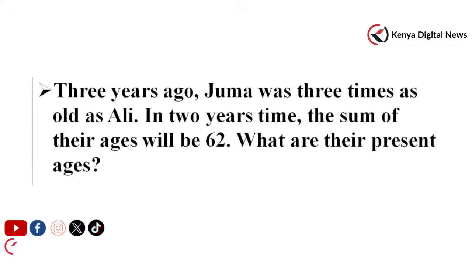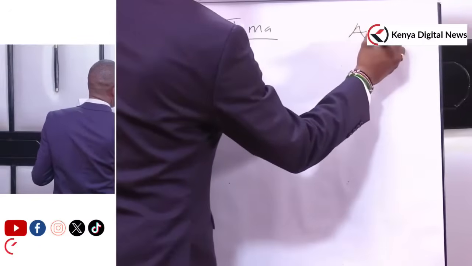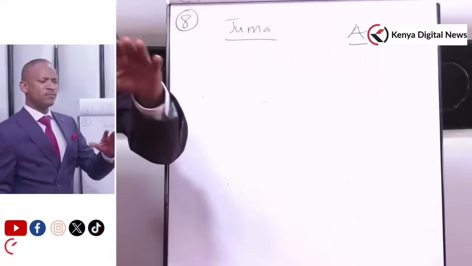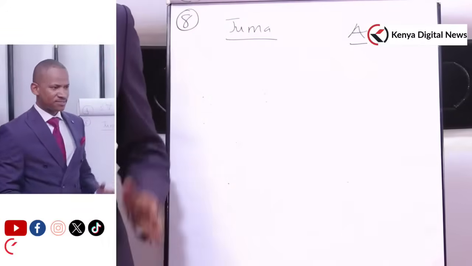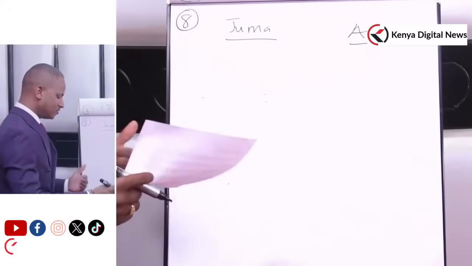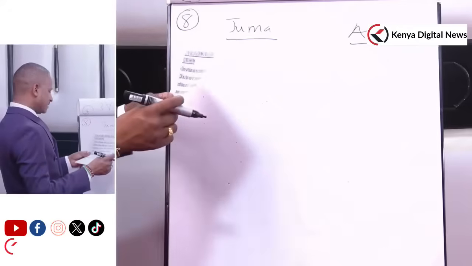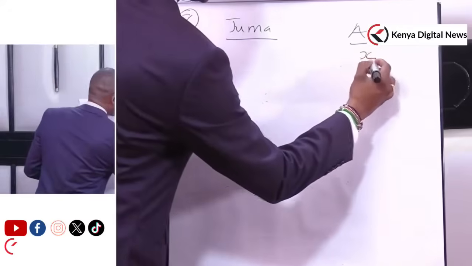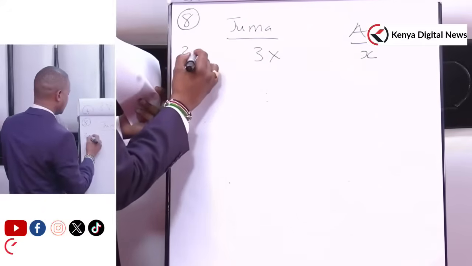In 2 years' time, the sum of their ages will be 62. What are their present ages? So 3 years ago, just write Juma, then write Ali. Then take your mind to 3 years ago. Do not bring it here now. Just take your mind to 3 years ago. So they tell you, be at 3 years ago, Juma was 3 times as old as Ali. If Ali was x, then Juma was 3x. This is 3 years ago.